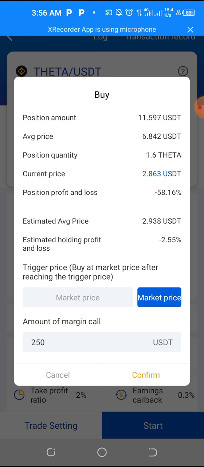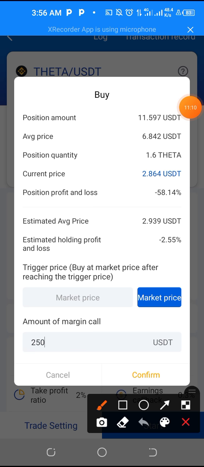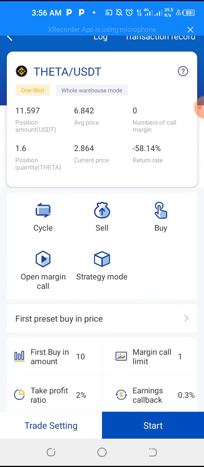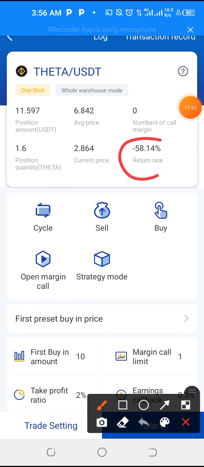So what I would do is that when you want to come out of a floating loss with this amount, or if you are okay with losing minus 6 point something percent, you click confirm. I'm not clicking confirm. The moment you click confirm, then it will buy. This percentage immediately will reduce to minus 6 if you put $100, and to minus 2.5 if you put $50.